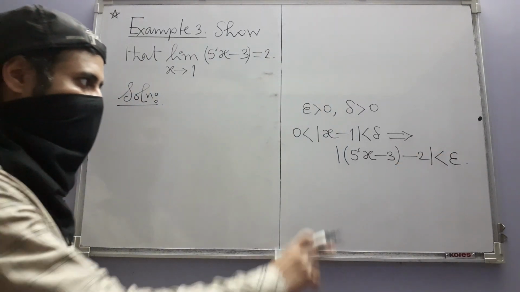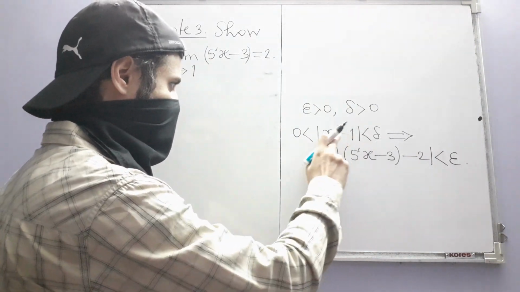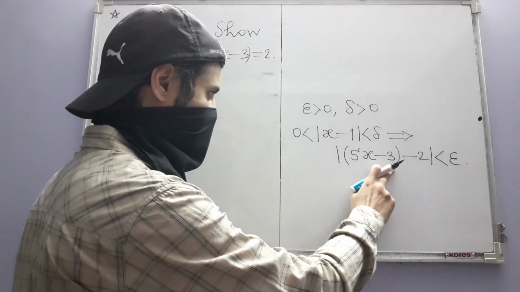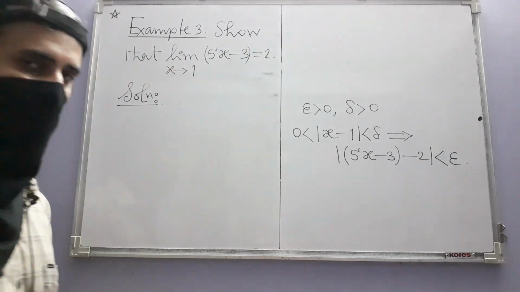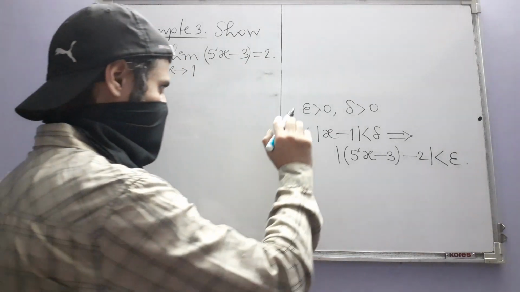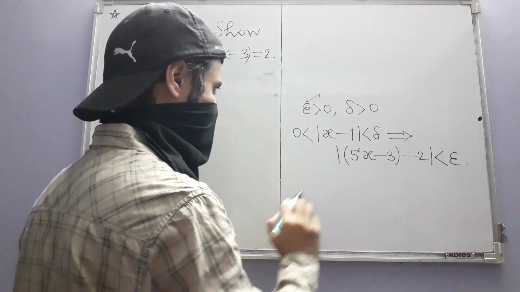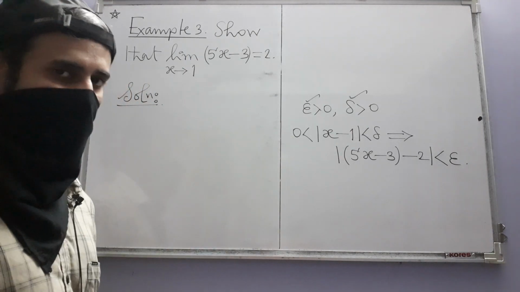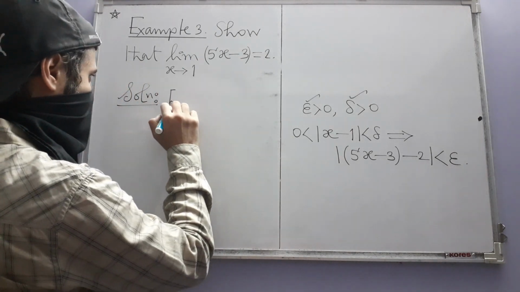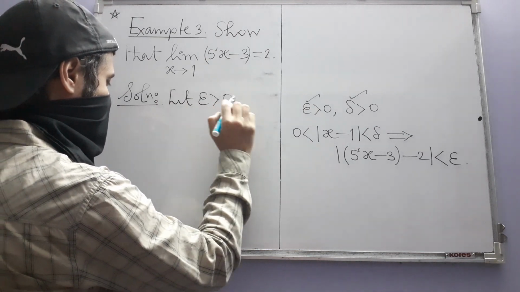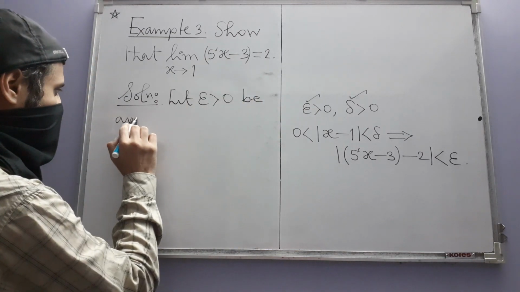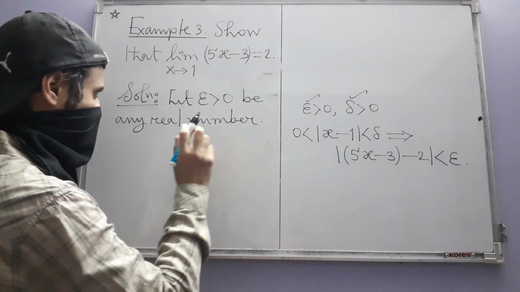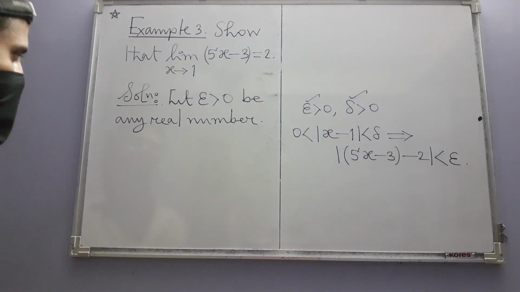That is, if the distance between x and 1 is less than delta, but of course x is not equal to 1, then the distance between f of x minus 3 and 2 is less than epsilon. So we will now have to choose an arbitrary epsilon positive, and for any such epsilon we have to prove that there is such a delta for which these things happen. Okay, so let epsilon greater than 0 be any real number. In other words, let epsilon be any positive real number.